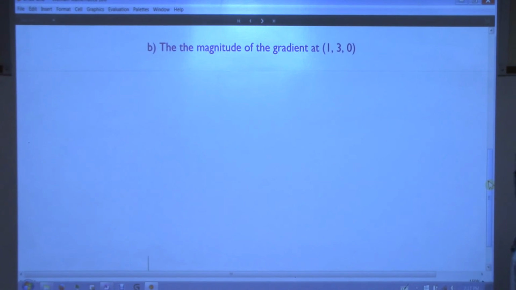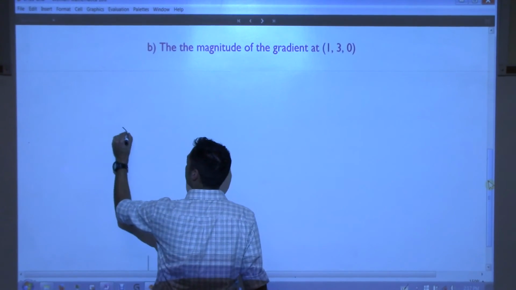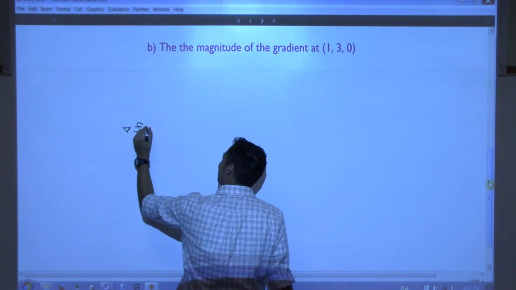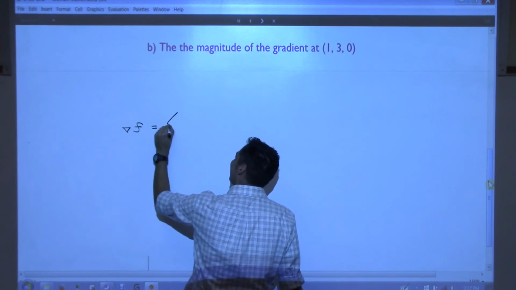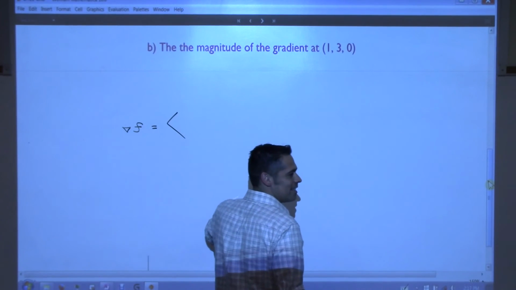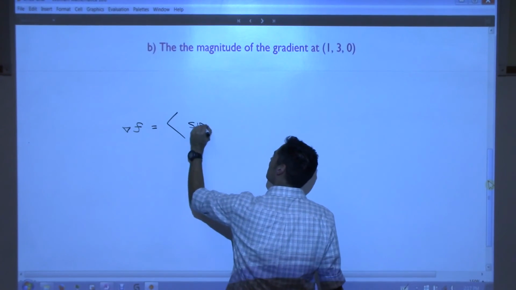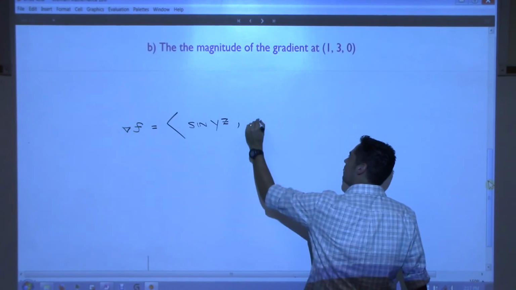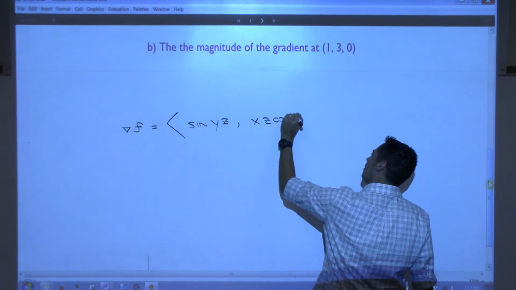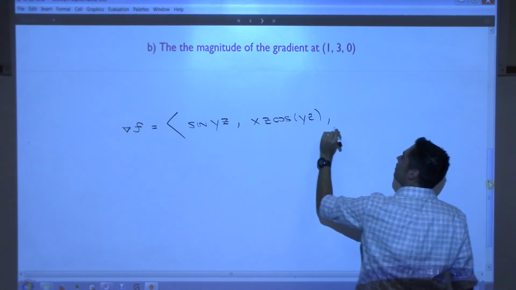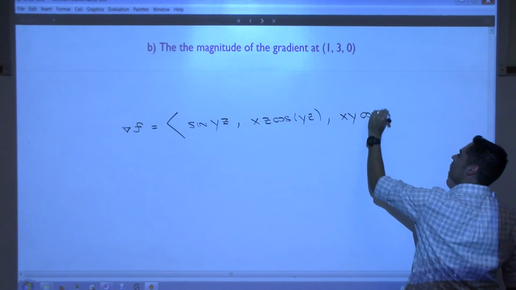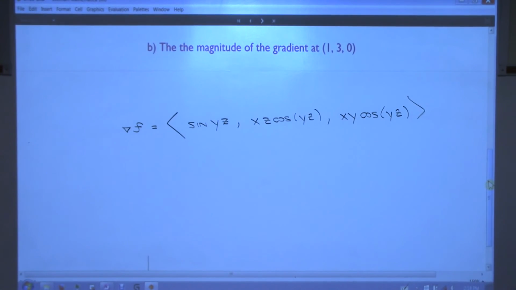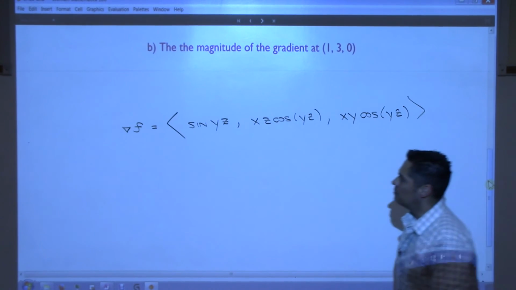Okay, magnitude of the gradient. So the gradient vector, I just erased it. That's why I said wait. What was it? sine yz, then xz cosine yz, and then xy cosine yz. So that's the gradient vector right there. And all I need to do now is plug in the point 1, 3, 0.